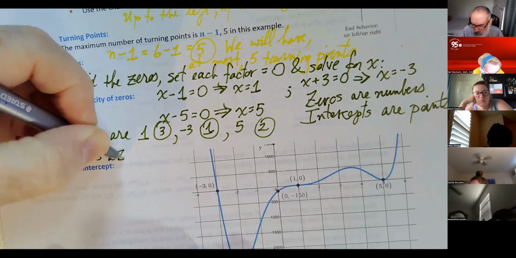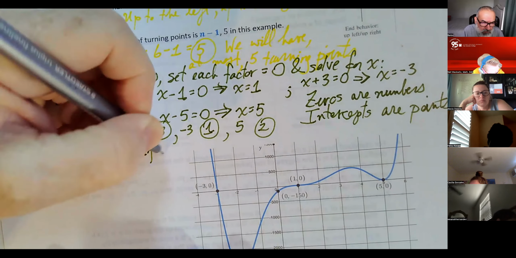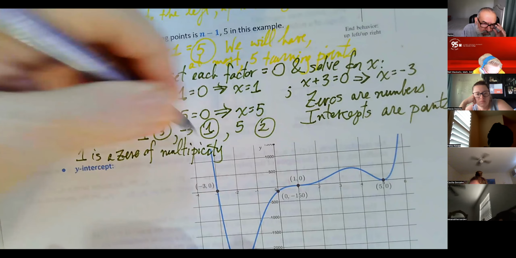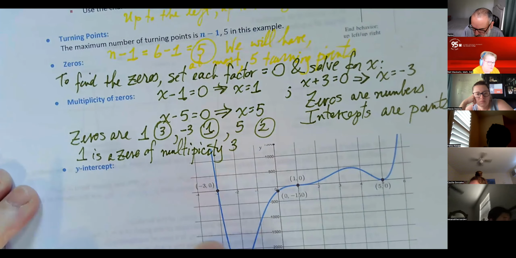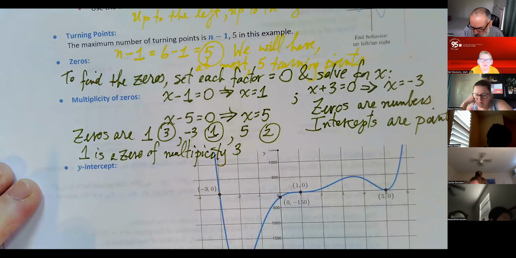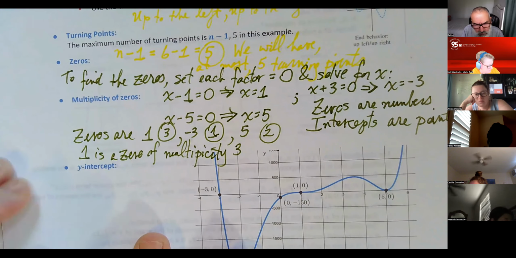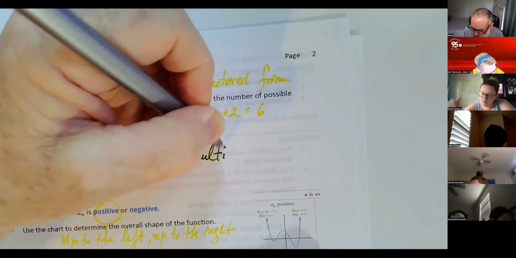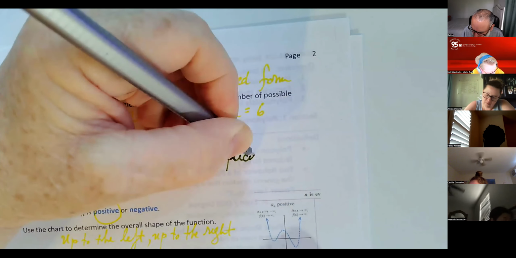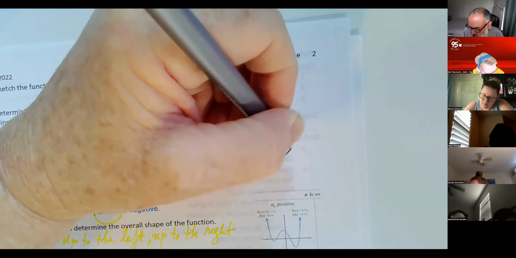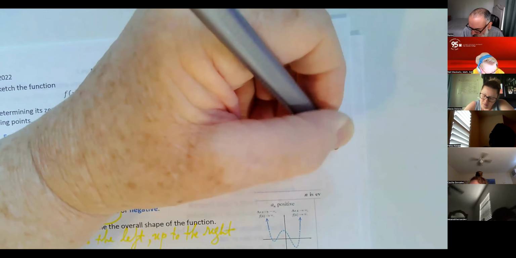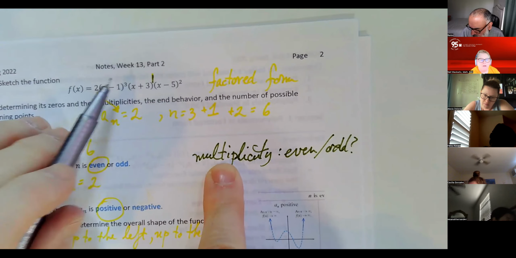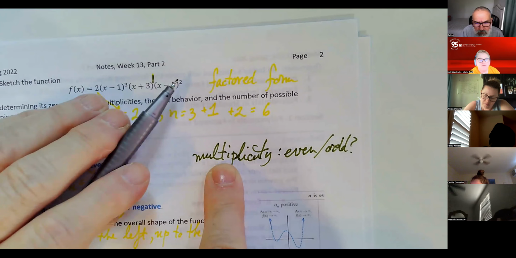2. Excellent. We say that 1 is a 0 of multiplicity three. For multiplicities, we only care, is it even or odd? Let's write that down somewhere. Multiplicity, even or odd. Multiplicity is just what we're going to call this exponent on the factor.